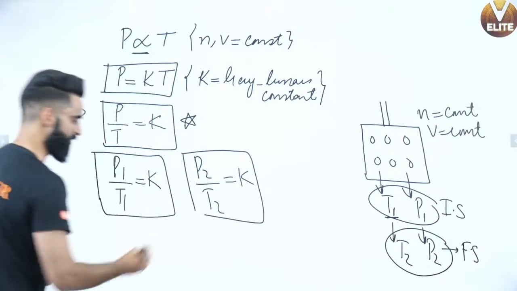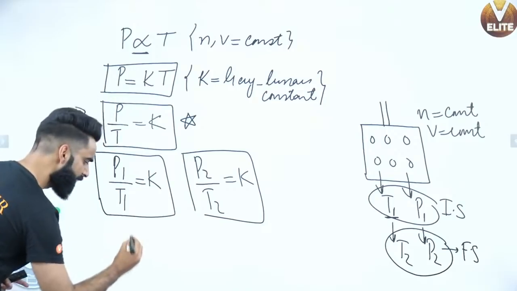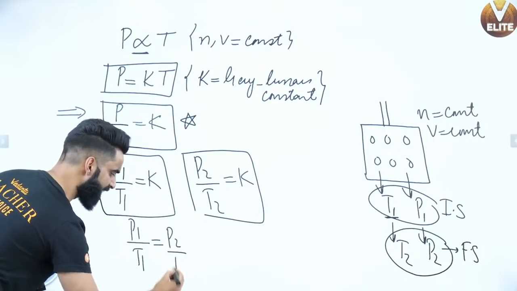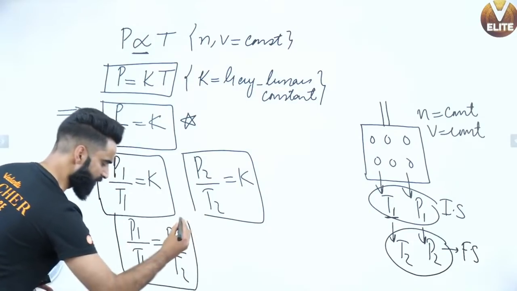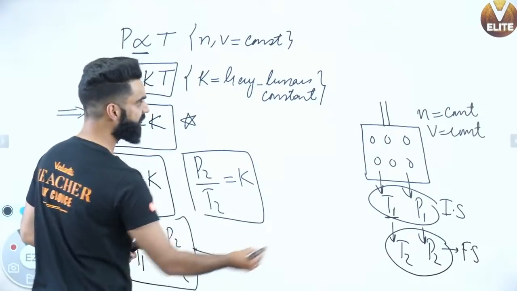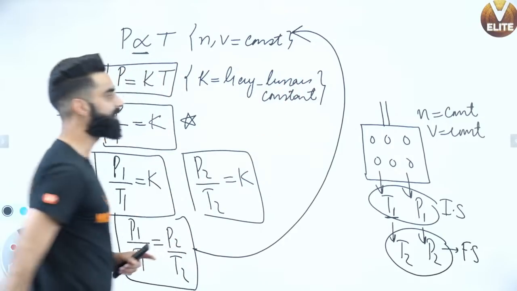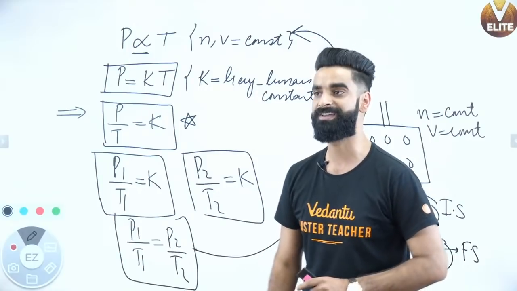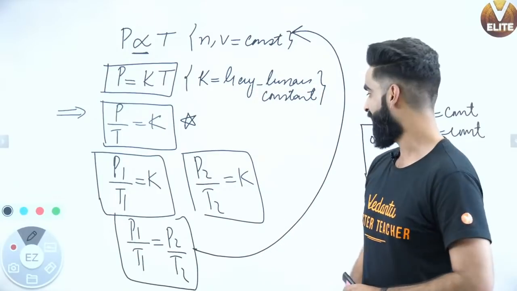And from these two equations, I can conclude P1 divided by T1 is going to be equal to P2 divided by T2. But this equation, guys, will be only valid when the volume and number of moles of gas are fixed, constant. Is it clear to everyone?